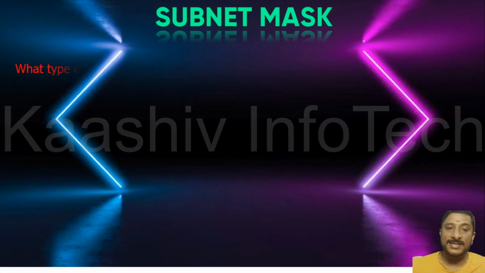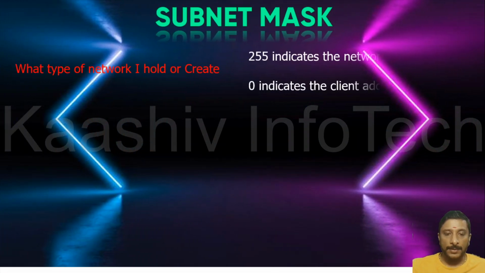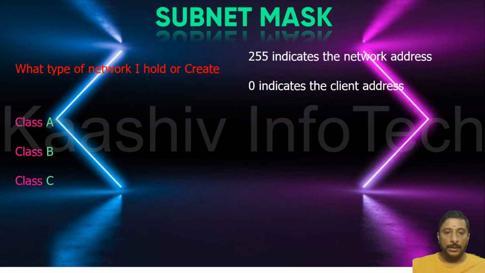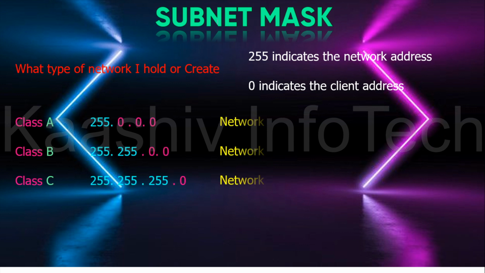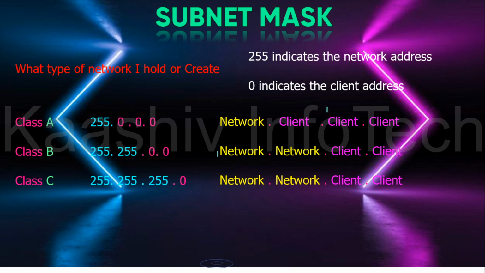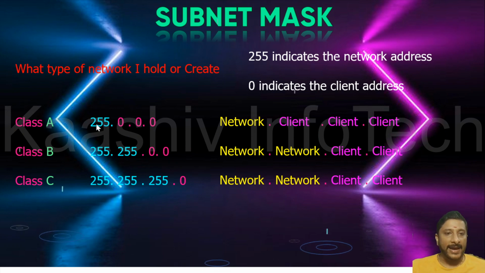Okay, now let's talk about this subnet mask. Subnet mask is nothing but what type of network I hold or create. So 255 indicates a network: I want a 255 network. I want lots and lots of clients, sir. I want one network, sir, and lots and lots of clients, sir. You'll be going with class A.